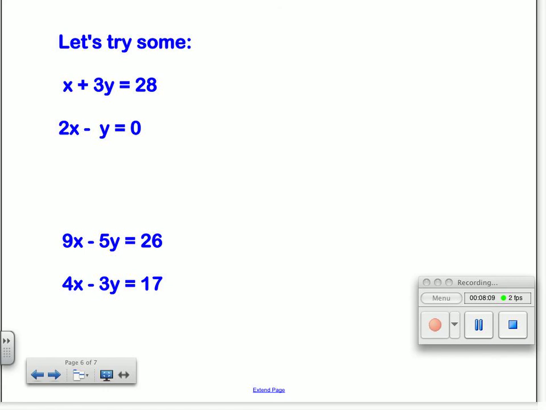So let's try the first one here. Once again, we probably pick a value, and a good value to pick here looks like it would be 3, and multiplying the second equation by 3.